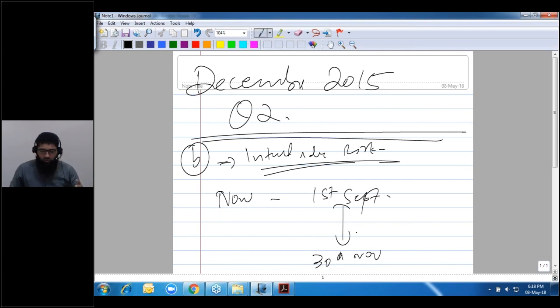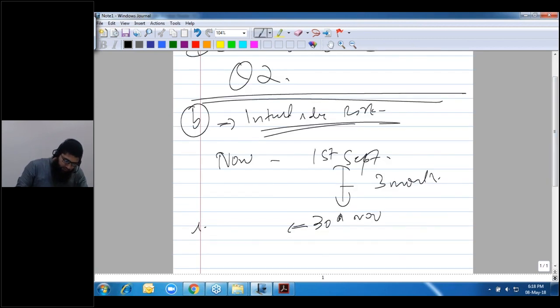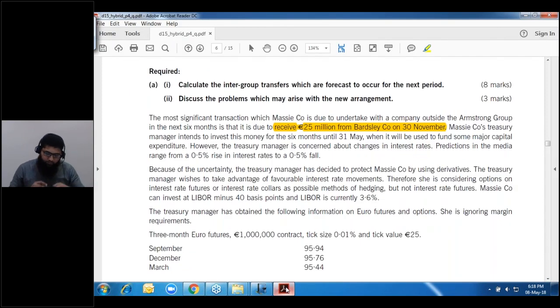It's September, October, and November. It's actually 3 months from now. So what are you expecting to do? You are expecting to receive. What will you be receiving? You will be receiving 25 million euros.